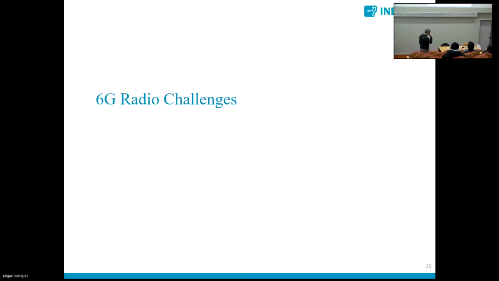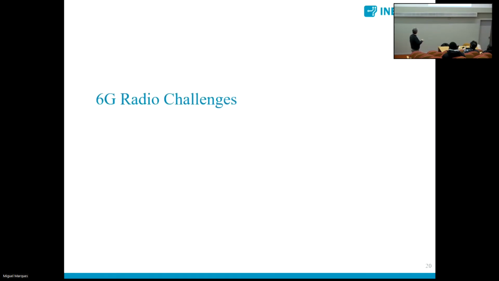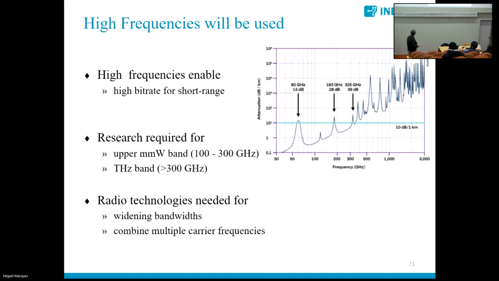Let me now discuss with you some of the challenges, some of the things that need to be researched in order to let the sixth generation of mobile communications be implemented. First of all, I'm going through the radio challenges. In order to provide terabit per second, we will have to communicate at terahertz, because higher frequencies provide high channel bandwidths, and high channel bandwidths enable us to send more bits per second.